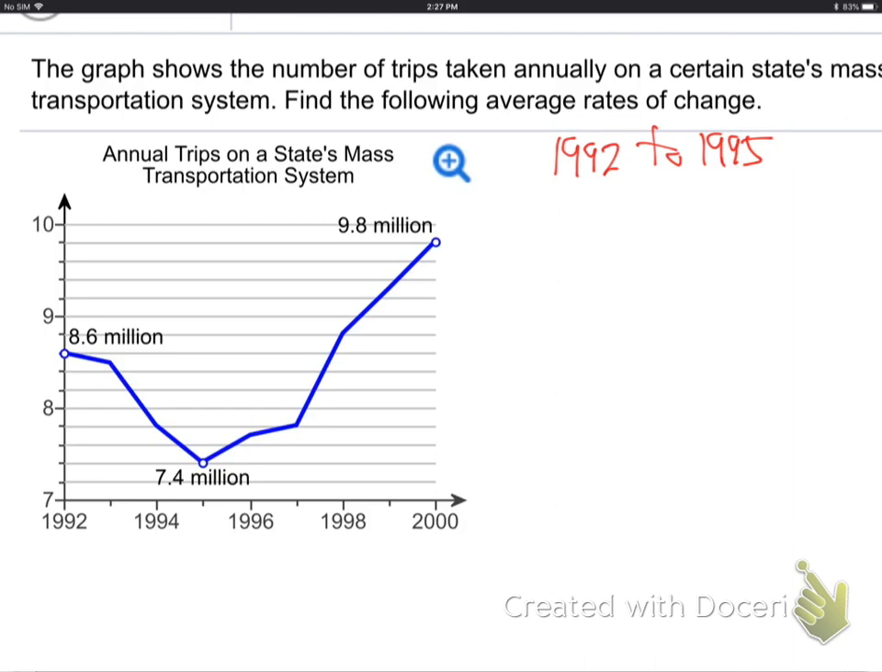Whatever it is, the number of trips taken annually in a certain state's mass transportation system. So how much the state's train system or whatever is being used. It's basically a map, what kind of thing a transportation system department would look at, management, to decide how their usage is going. So the slope, y2 minus y1, over x2 minus x1.